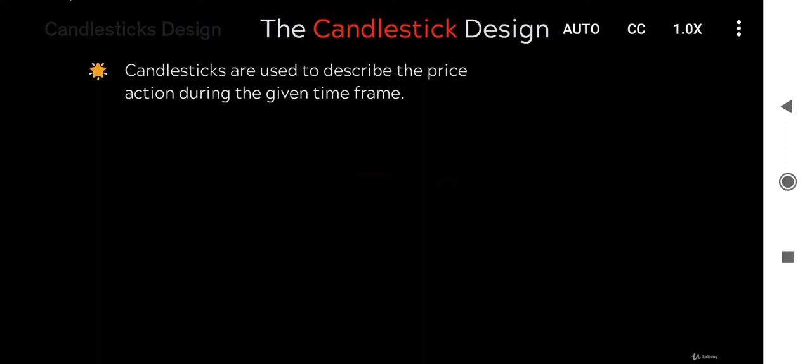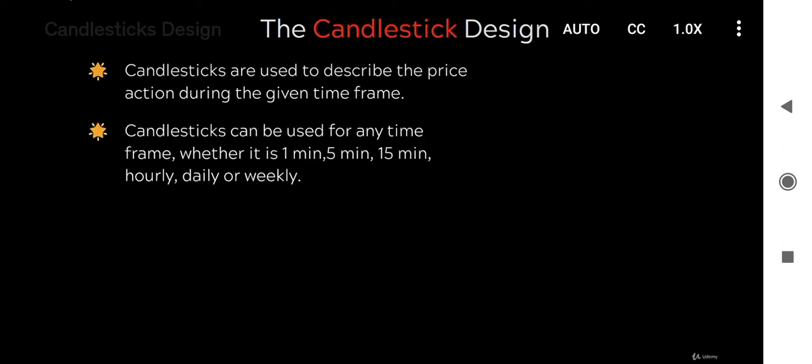And the best thing about candlesticks is that they can be used for any time frame. So whether it's 1 minute, 5 minute, 15 minute, hourly, daily, weekly, or even monthly time frames. Later in this course, you will also learn to use candlesticks in your custom-made time frames using candlesticks blending.